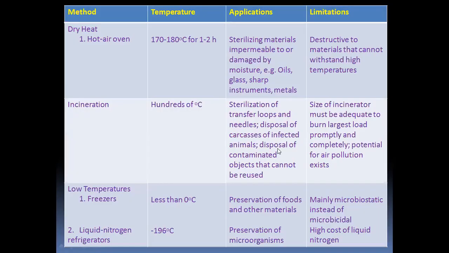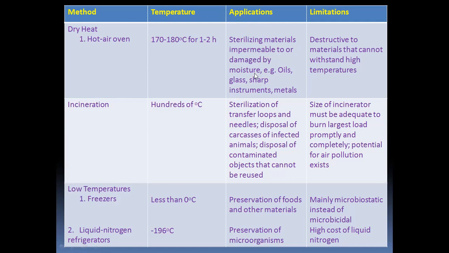Now dry heat method. Dry heat is also a method for the control of microorganisms. For dry heat, a hot air oven can be used. The temperature ranges from 170 to 180 degrees C and the exposure time is 1 to 2 hours. Now the application of hot air oven. Hot air oven is used for the sterilization of materials impermeable to and damaged by moisture.